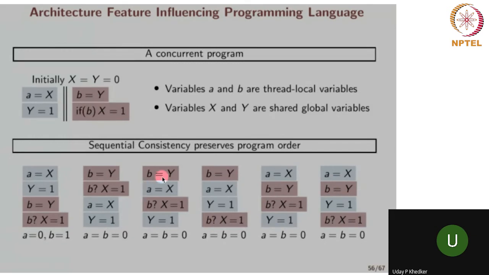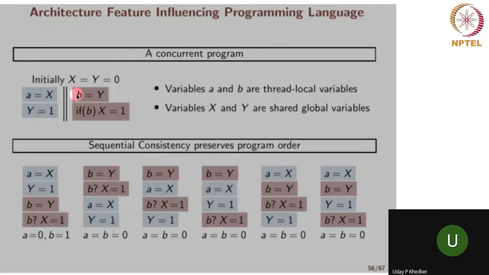However, we could interleave the threads in some other way as well. For example, we might execute the first statement of this thread and then the first statement of this thread. So B is equal to Y, A is equal to X, and then the second statement of this thread and the second statement of the other thread. So we might have this interleaving. Here also we get A equal to B equal to 0.